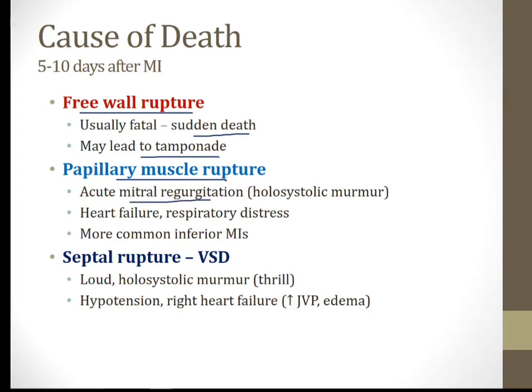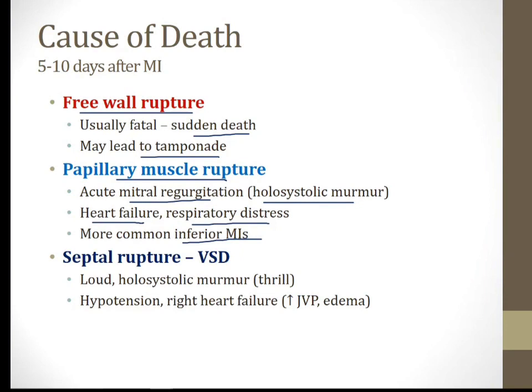So in a board question, you'll see described a new holosystolic murmur. The acute mitral regurgitation, if it's severe, can lead to heart failure and high pressures in the heart and respiratory distress. And this is more common with inferior myocardial infarctions because, as I talk about in the video on cardiac anatomy, the inferolateral papillary muscle has a single blood supply.